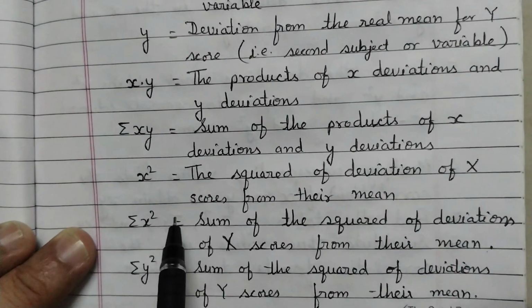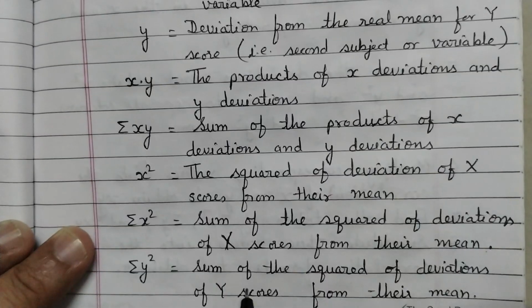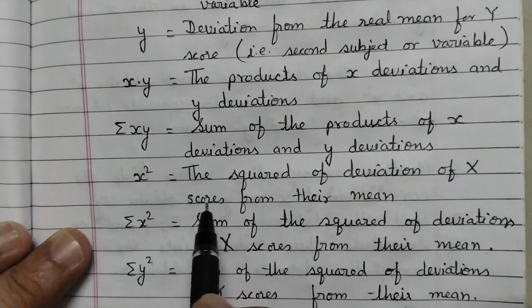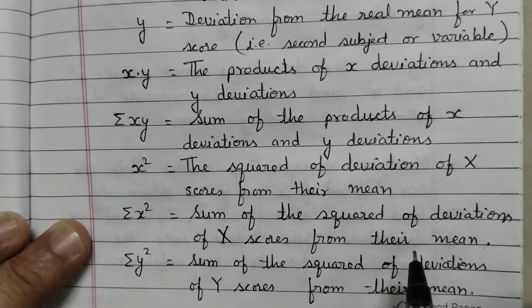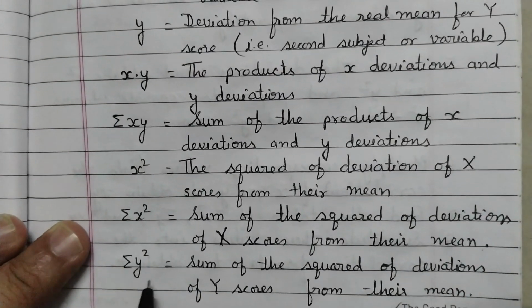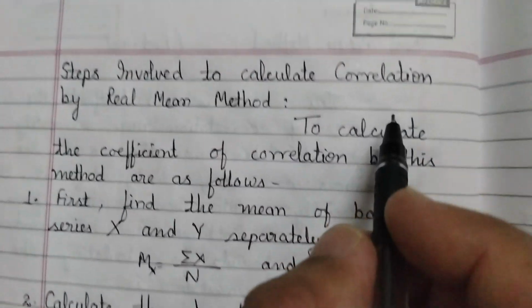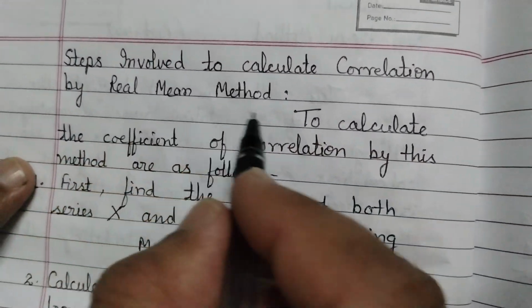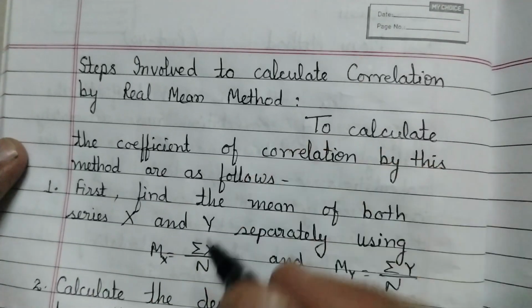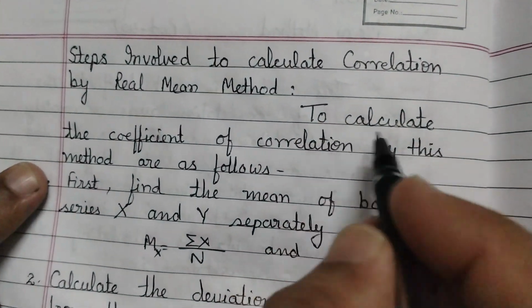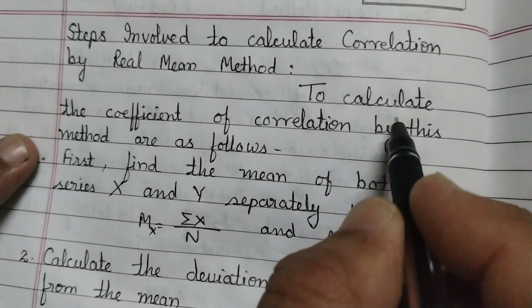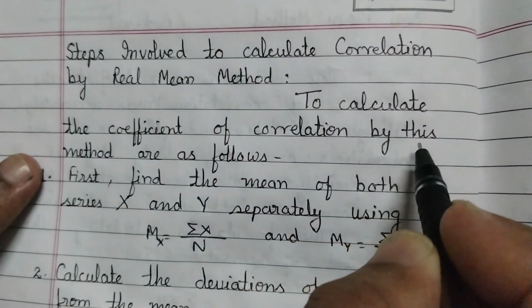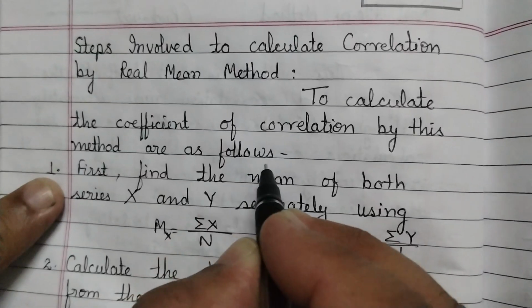Similarly, y square is the square of deviation of y scores from their mean. I have not written it here, but summation y square is written here. Steps involved to calculate correlation by real mean method. One by one, we will see how to proceed to calculate correlation through this method. The steps to calculate the coefficient of correlation by this method are as follows.